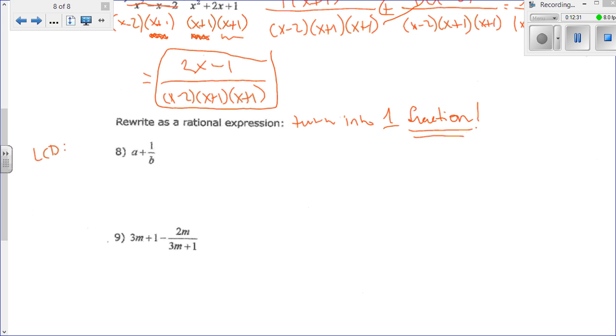And in this case, the only denominator I see is b, so that is my LCD. So I need to multiply both my numerator and my denominator by b. I don't have to do anything to the second fraction because it already has b. So I just write it as one fraction, all over b, I have ab plus 1 over b. And I'm done.